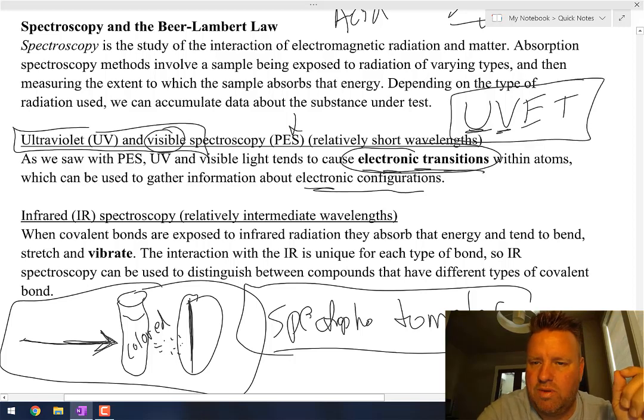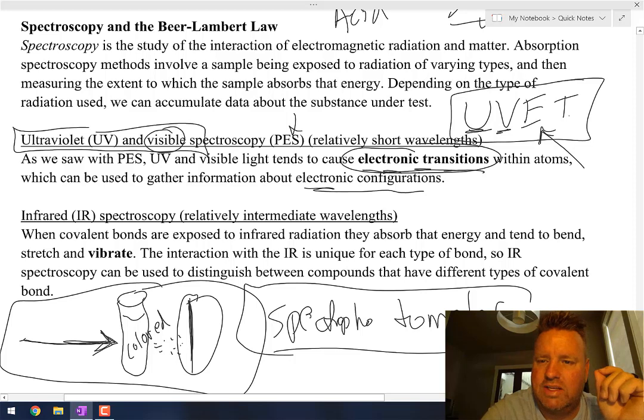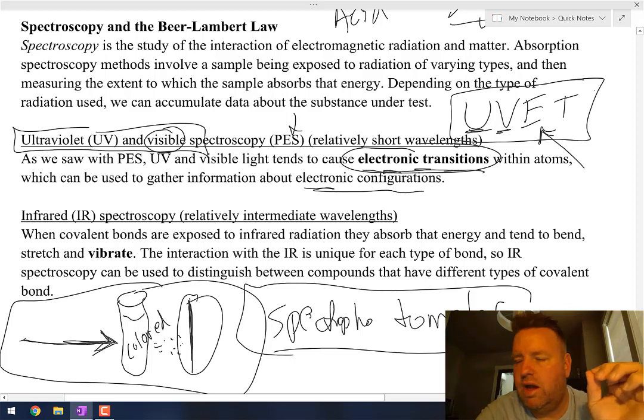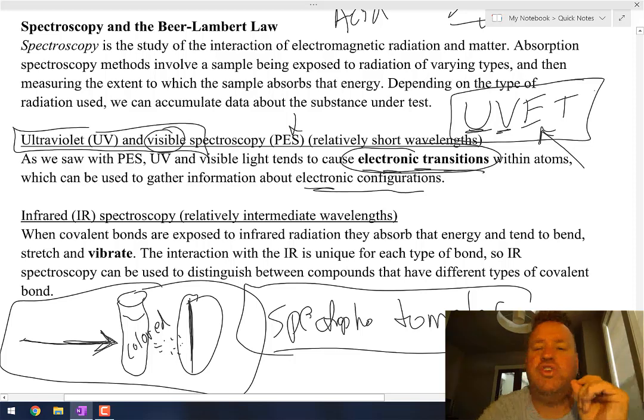Remember that, UVET. An easy way that I remember this one is if you want to ask someone if they're a veterinarian, you might say, "You vet?" I know it's stupid, but it'll help you remember that ultraviolet and visible light produce electronic transitions.